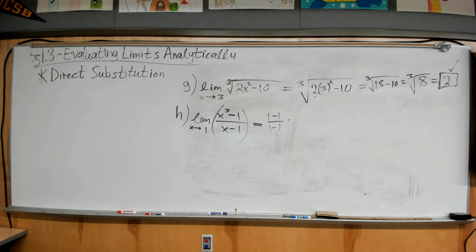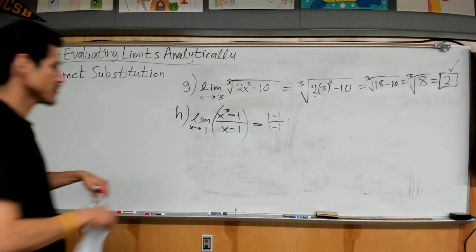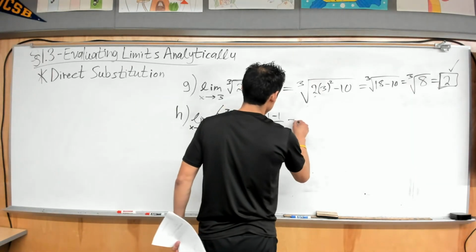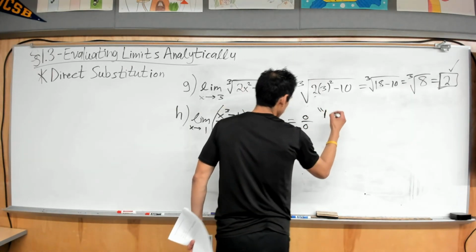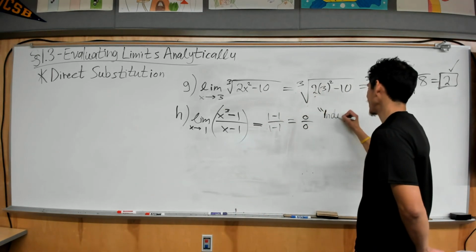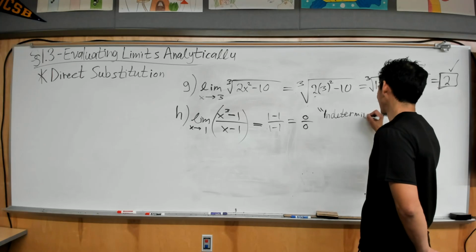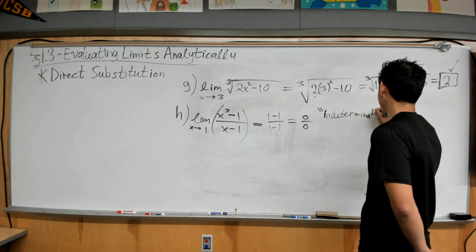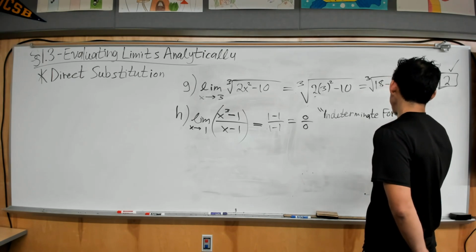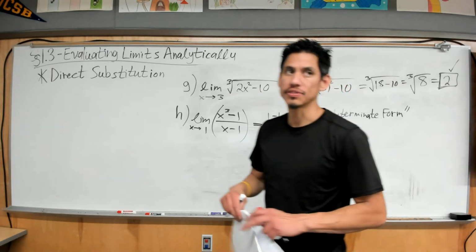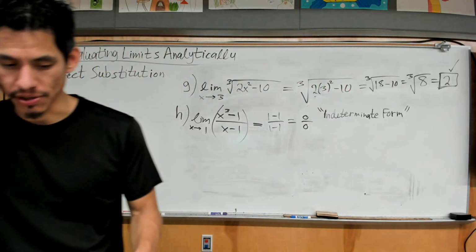So we get something that is not defined yet. We actually get something that's undefined. So we have 0 over 0. So what do we do? We say this is an indeterminate form. Now that we're sophisticated, this is an indeterminate form. Later on, you're going to learn how to deal with these using L'Hopital's rule, but sometimes you don't need it. So let's see what we can do.